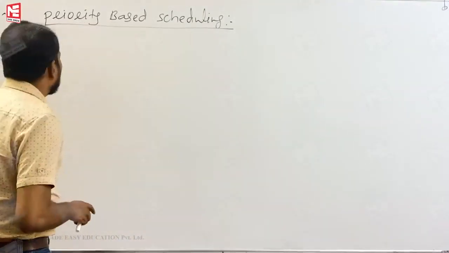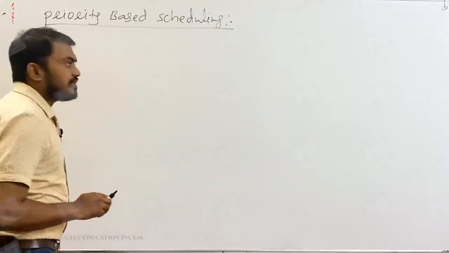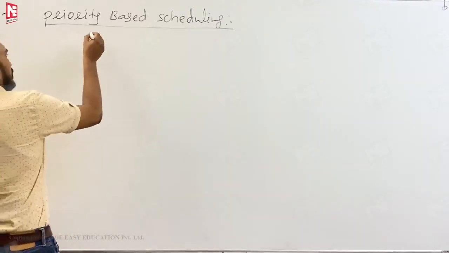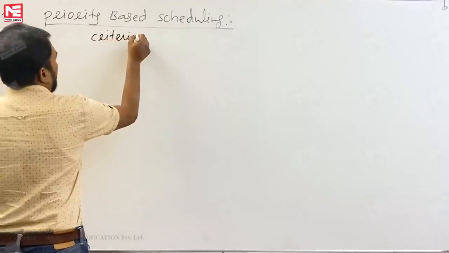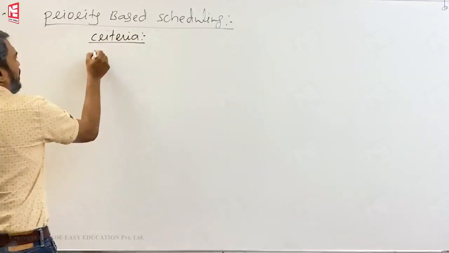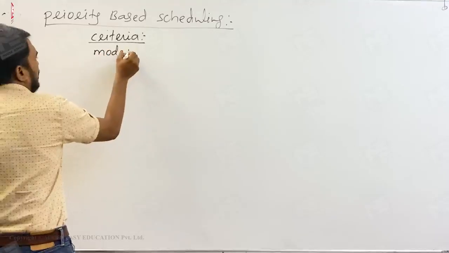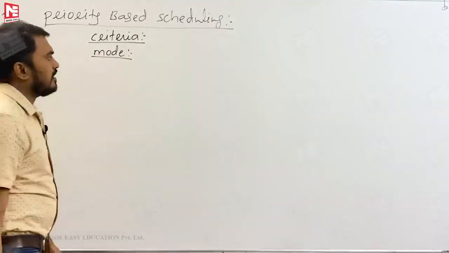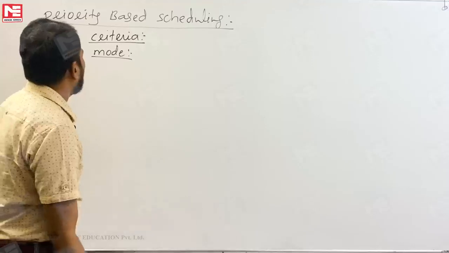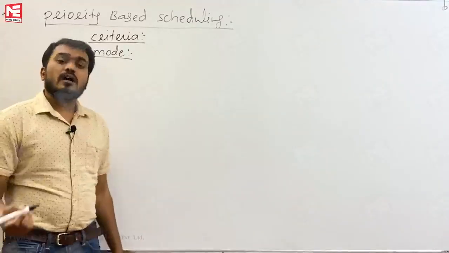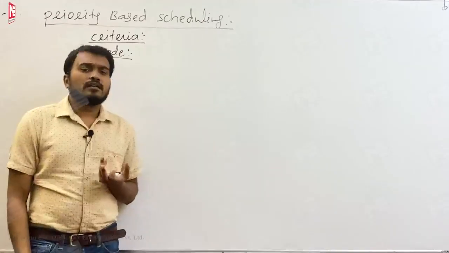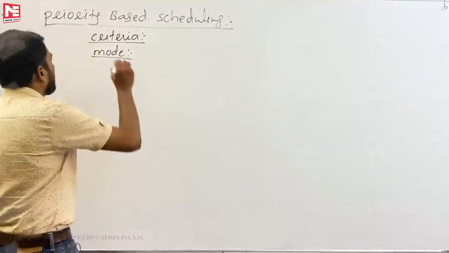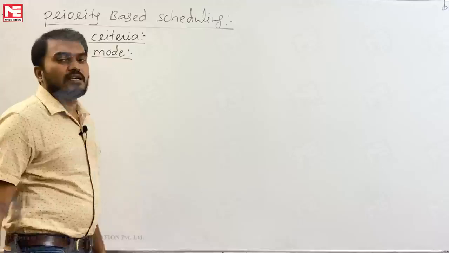So next, we'll move on to the next scheduling algorithm, that is priority based scheduling. As usual, we'll define the two parameters. One is the criteria of the algorithm and next is the mode of the algorithm. Criteria will tell you on what basis the algorithm will work, and mode will tell you whether the algorithm is preemptive or non-preemptive.